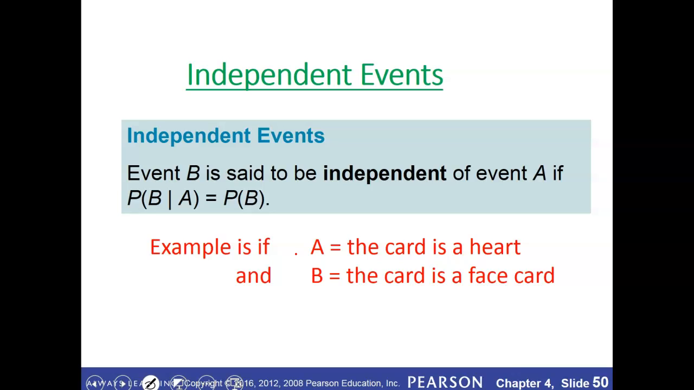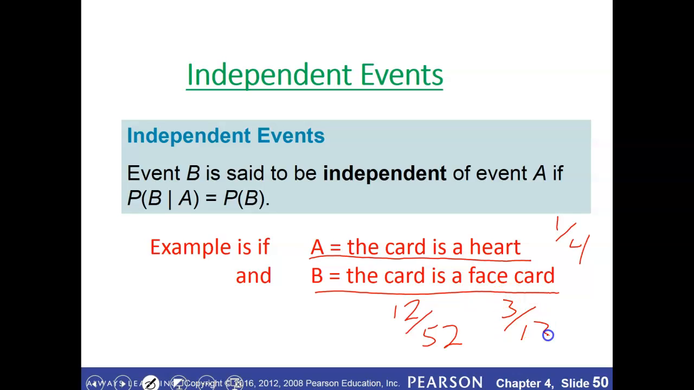So an example would be, let's say event A is that you pick a card from a deck of cards and you get a heart, okay? Well, we know that 1 out of every 4 cards is a heart. The probability of event B would be that you draw a card and the card is a face card. Well, we know that there are 12 face cards out of 52, and 12 out of 52 reduces to 6 out of 26, which is 3 out of 13.